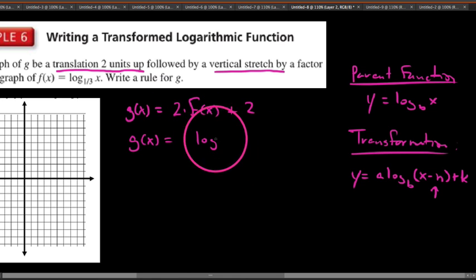So in terms of what this would look like in our function, we know that we have log base 1/3 of x. This plus 2 on the outside would shift us up 2, and this times 2 out front would be our vertical stretch by a factor of 2.